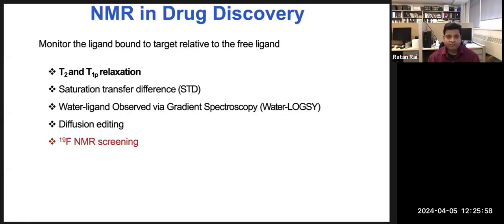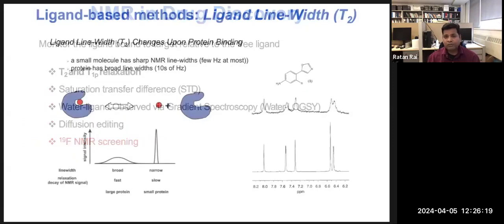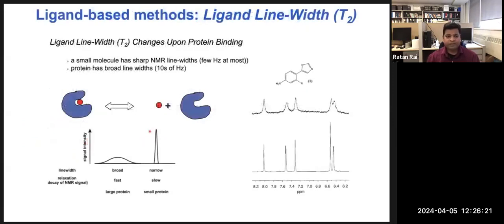So there are several experiments we can utilize to screen different compounds. One is T2 or T1 rho relaxation. Another is saturation transfer relaxation. Another is the WaterLOGSY experiment. One is diffusion editing experiments, and another is 19F-NMR screening. So I'm going to talk a little more about these methods.